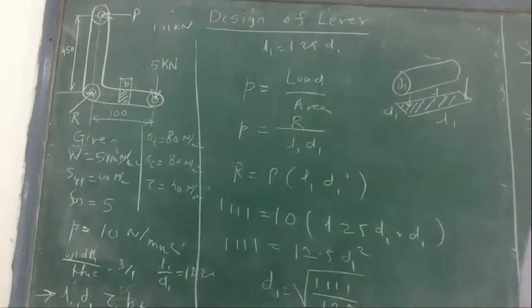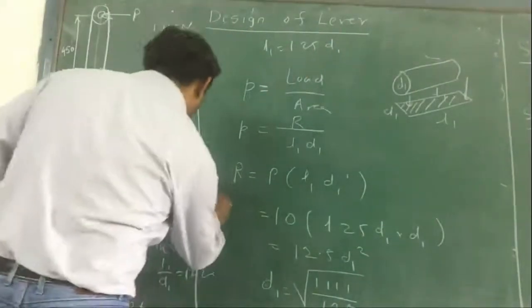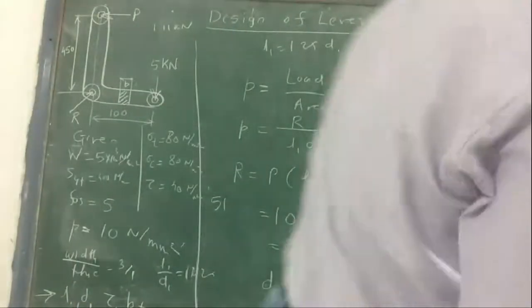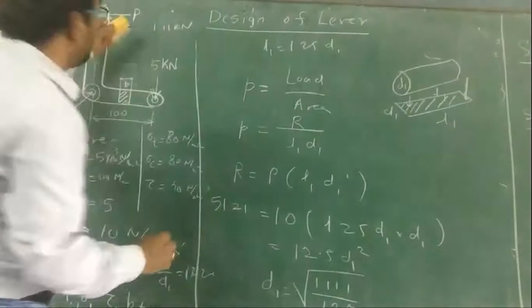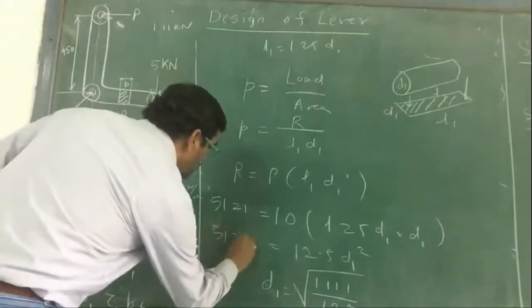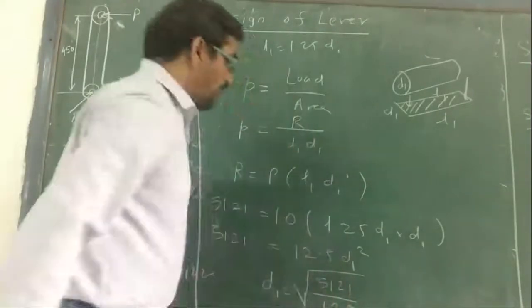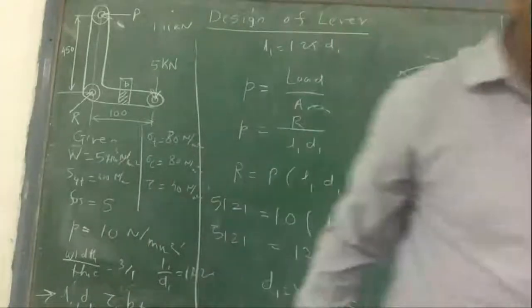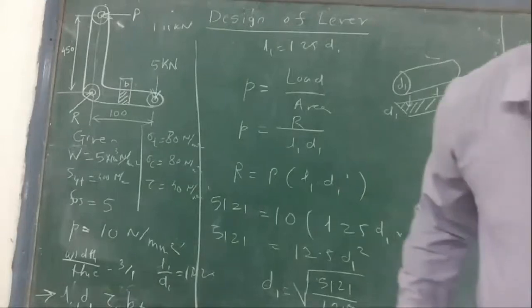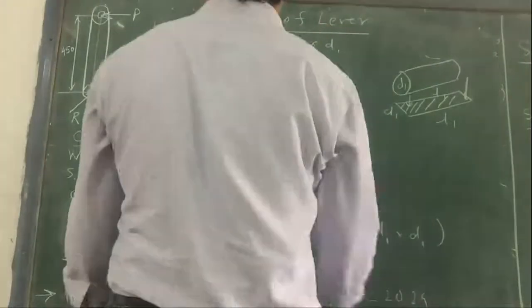Oh, so this R is, no, this is not 1. The R we got is 5.1. What was that we got? 5.121. This is P, not effort. We have to use R. The reaction will be calculated as 5.121, so this will be 5.121 divided by 12.5. With that we will get the value of D1 as 20.24. Should I write it down?